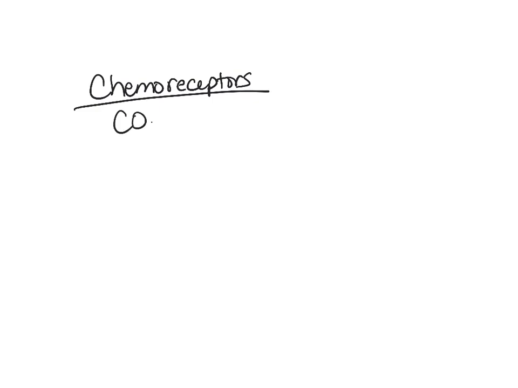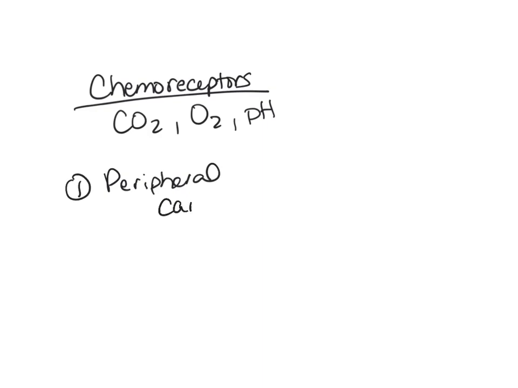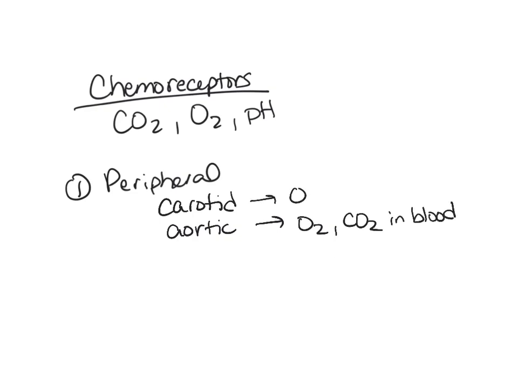So lastly, we're going to talk about chemoreceptors. Chemoreceptors are going to detect changes in carbon dioxide, in oxygen, and pH. Peripheral chemoreceptors are found in the carotid bodies and the aortic bodies. The aortic bodies are going to detect changes in the oxygen and carbon dioxide levels in your blood, but not pH. But the carotid body will detect all three: oxygen, carbon dioxide, and pH.